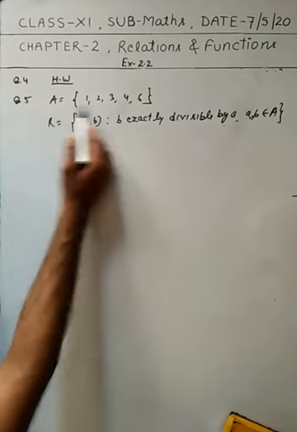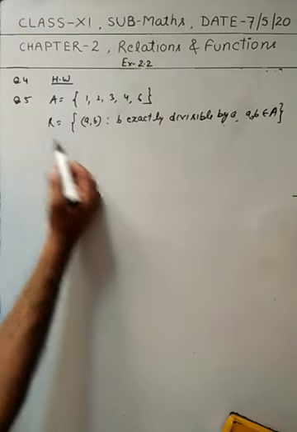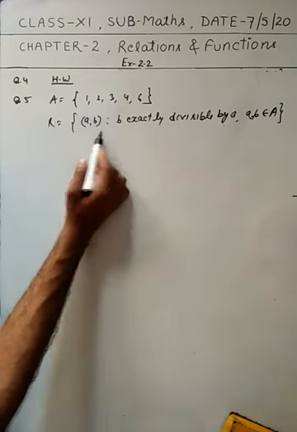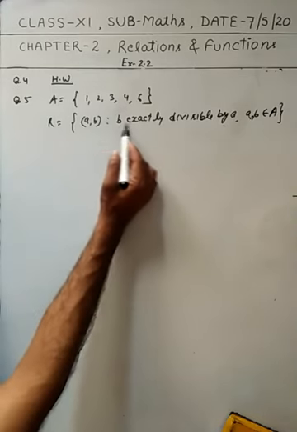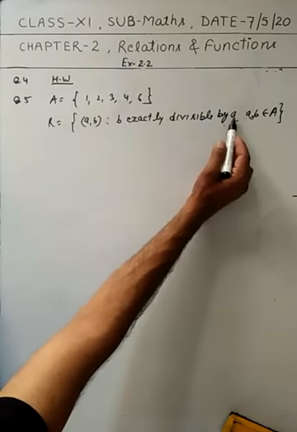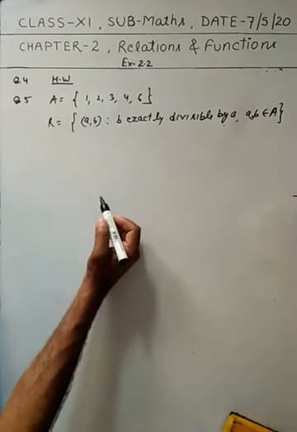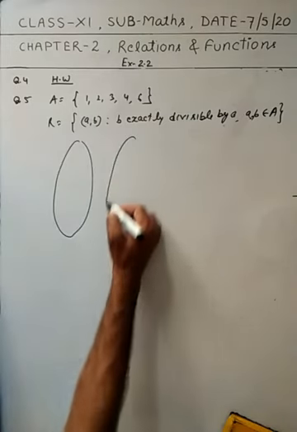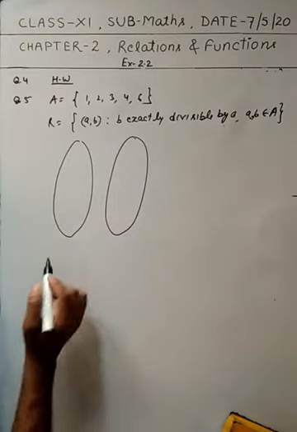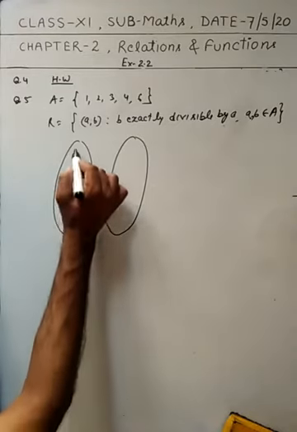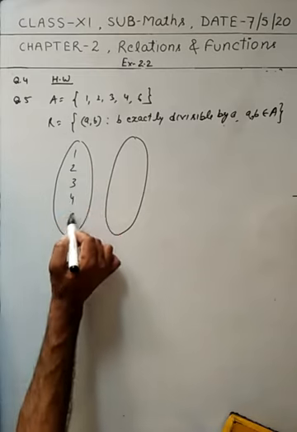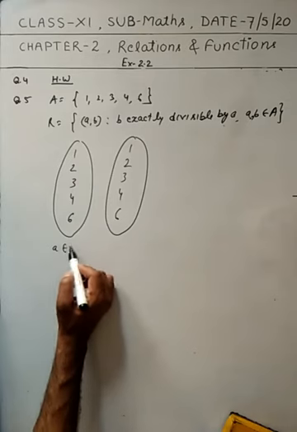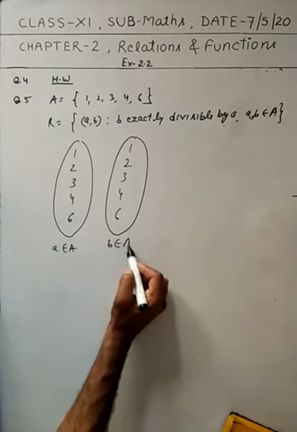Question number 5. The set A is {1, 2, 3, 4, 6} and the relation is such that we take two elements A and B such that B is exactly divisible by A, where both A and B belong to set A. Here I am representing it again in an arrow diagram. 1 2 3 4 6, 1 2 3 4 6. This is A belonging to set A, there B belonging to set A.